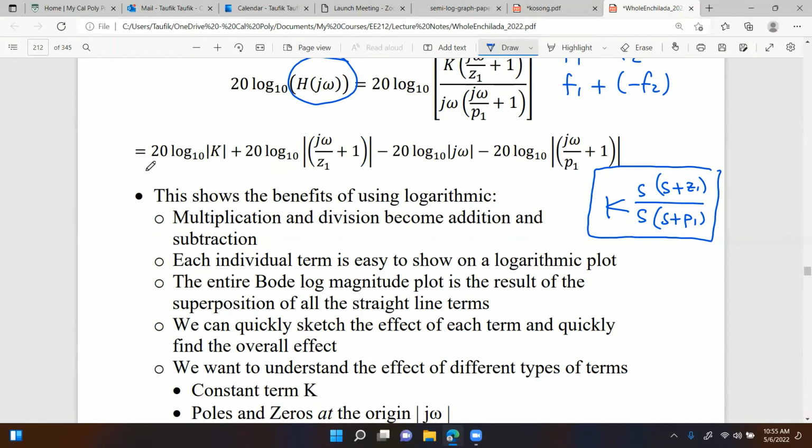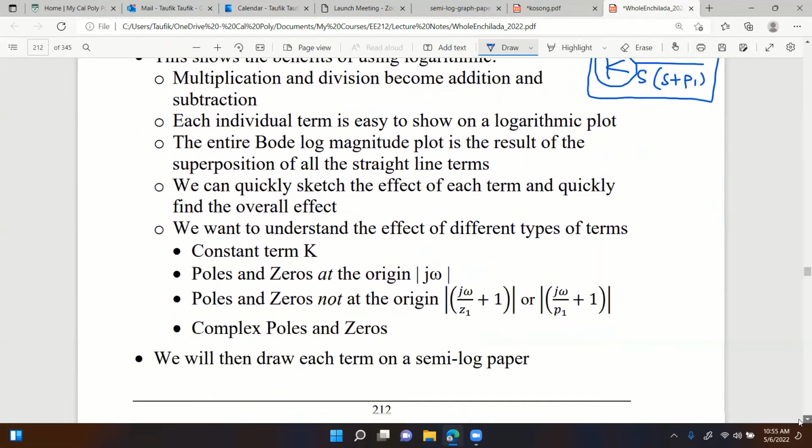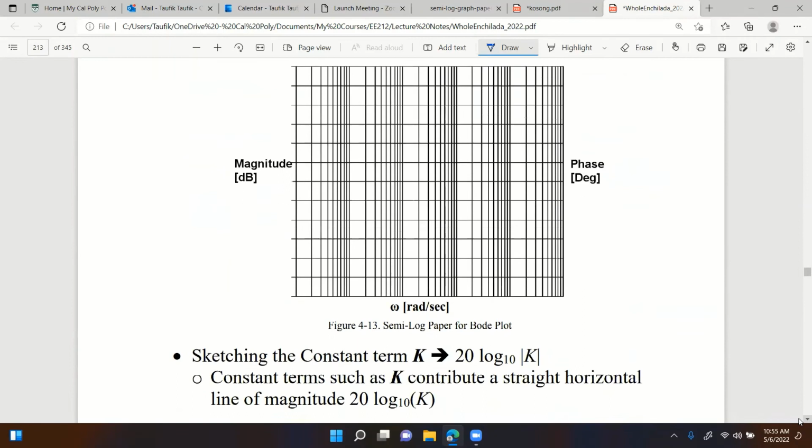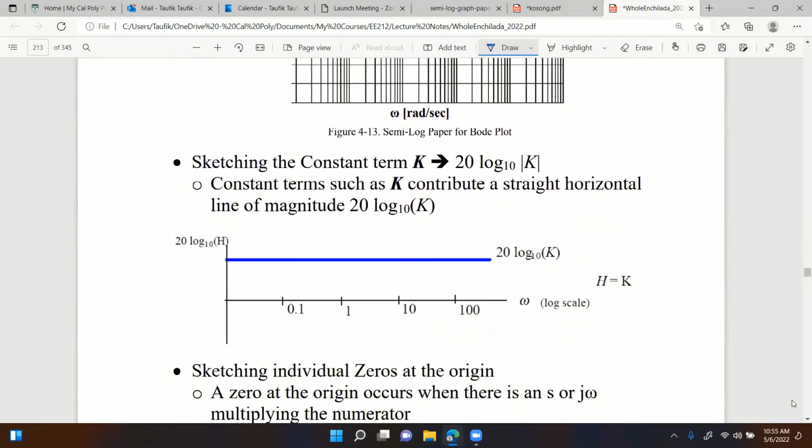Okay, let's take a look at the first one right here, the gain. Let's learn how to sketch a gain in the magnitude plot of the Bode plot. So the term is 20 log of k. And k by itself is a constant, isn't it? So what is 20 log of a constant? Well, 20 log of a constant is another constant. Like I said, k is a constant. So let's say that constant is 5. That's going to be a constant, isn't it? And how do you draw a constant in a semi-log paper like this?